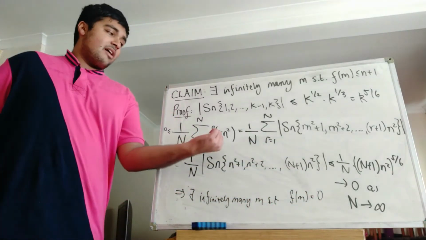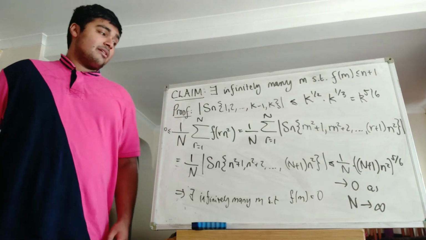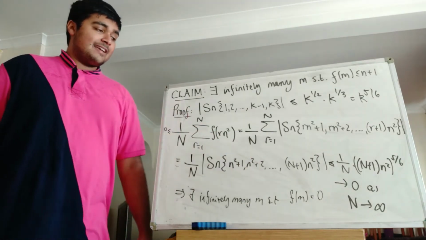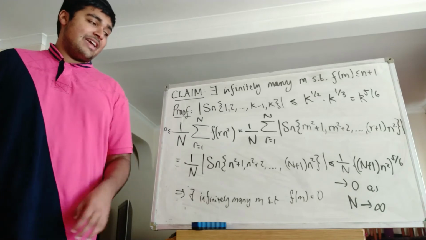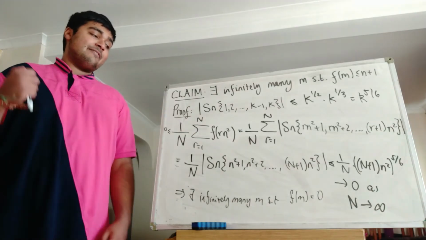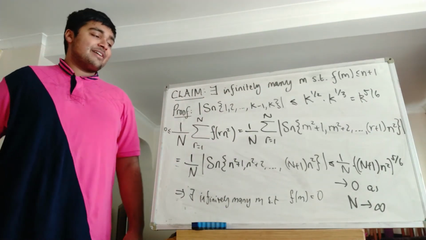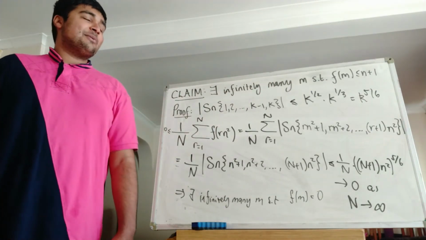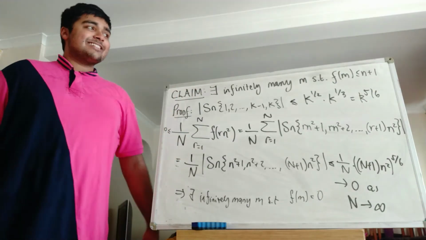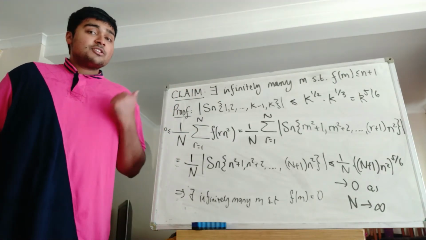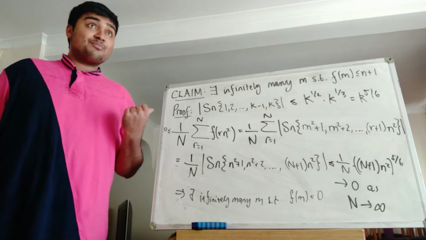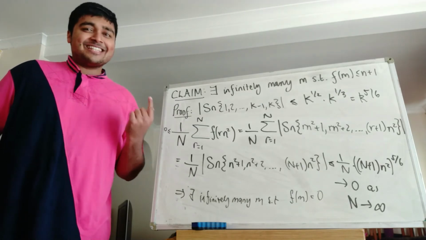So whichever r's give f(rn squared) equals 0, just do rn squared and let that be equal to the different values of m. And we've shown that there are infinitely many values of m such that f of m equals 0. So of course that proves that there are infinitely many values of m such that f of m is less than or equal to n plus 1, because 0 is certainly less than or equal to n plus 1. So that's the first part of this two-part proof proven. Let's move on to the second part.